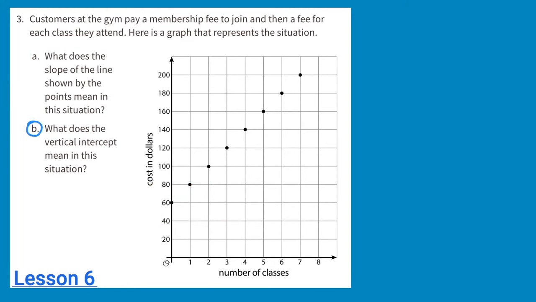B. What does the vertical intercept mean in this situation? In this situation, the y-intercept represents the membership fee.